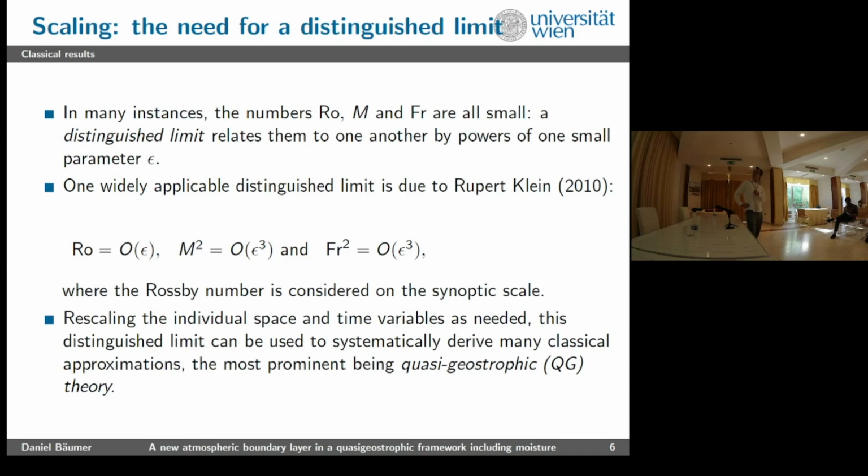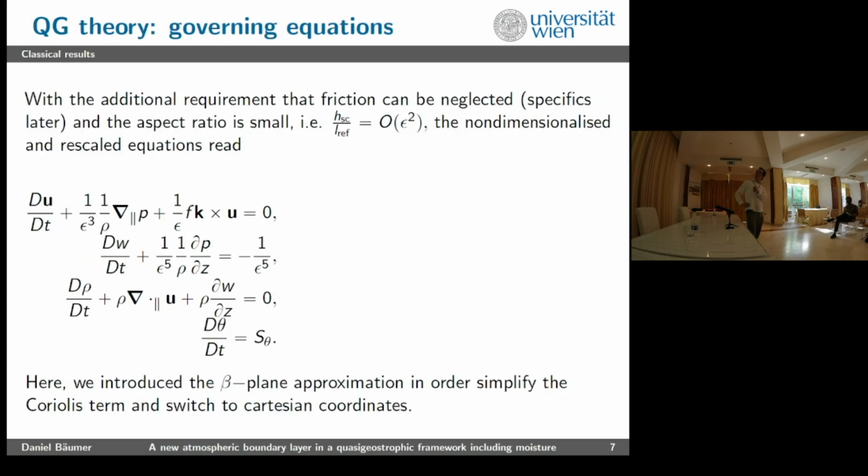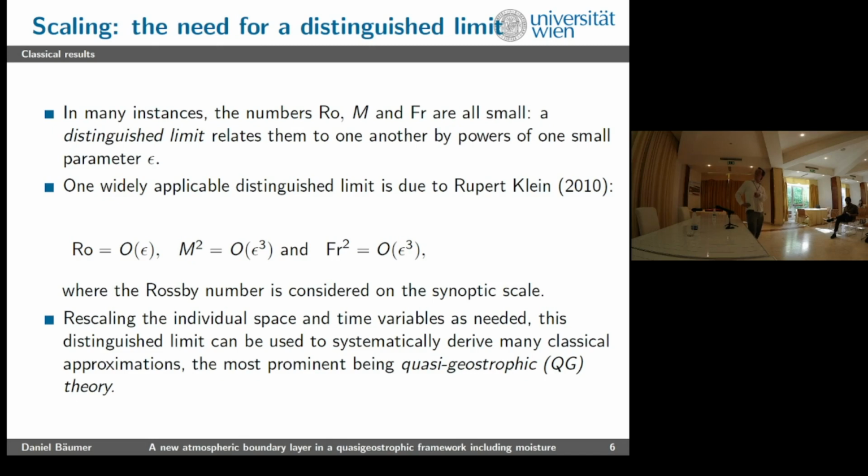Right, so in many instances, and in our specific case, those numbers are all small. And a distinguished limit is one that ties them together by expressing all of them in powers of one small parameter, epsilon. Right? So in order to obtain a unique limit, of course, we need to do that, otherwise limits would be path dependent.